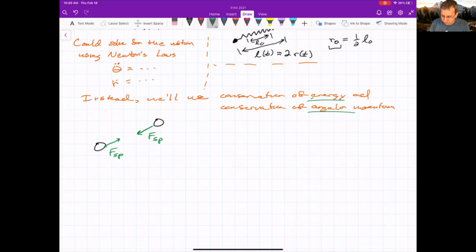Energy is conserved because the only forces that are acting on this system come from conservative forces, meaning forces that come from a potential energy.